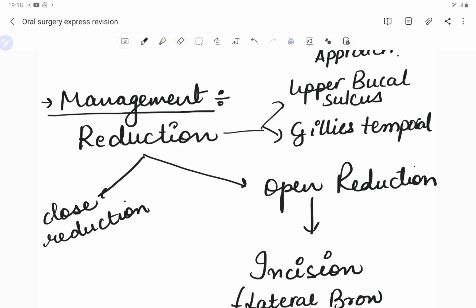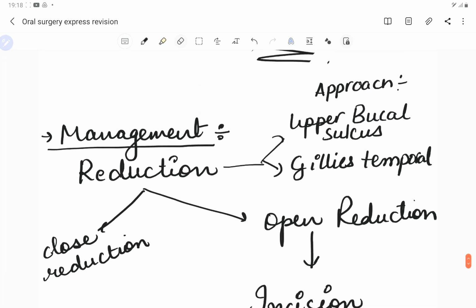So we have got two methods to do this reduction. Either we can do it non-surgically, which is the closed method, or we can go for a surgical approach. We call it the open reduction. That means do the incision, exposing the skin and exposing the bone, and then reach out to the bone. Then, once we have the visualization, we can approximate the fragments together.